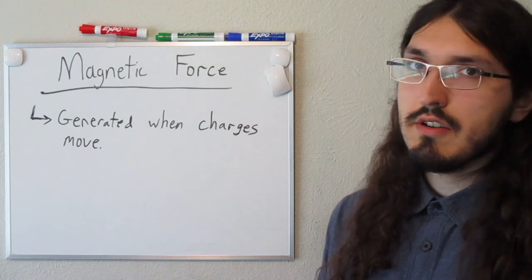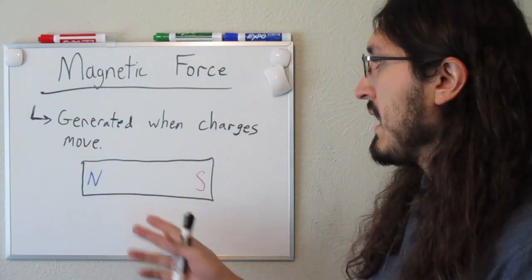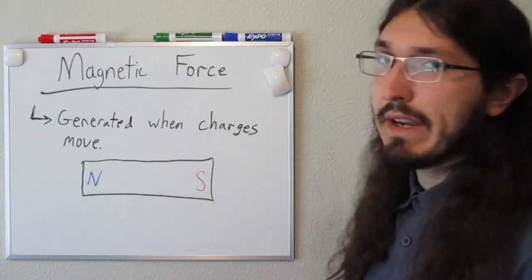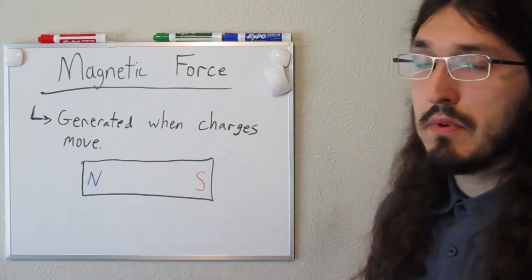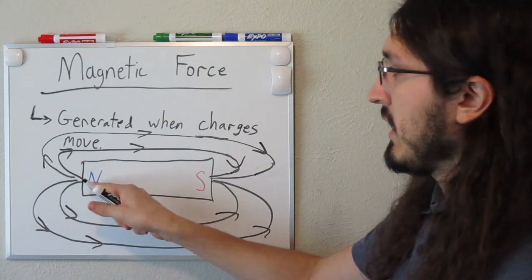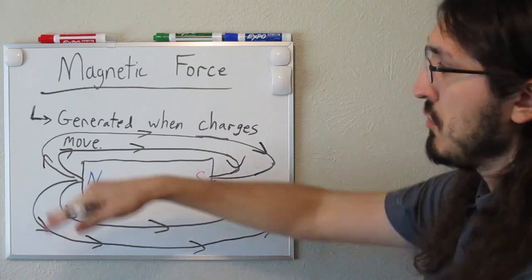I'm going to draw a picture of a magnet and demonstrate what's happening. In the case of a permanent magnet, the electrons in this magnet spin in a way to create a magnetic field which flows from the north pole of the magnet to the south pole of the magnet. Here I've drawn those magnetic field lines where they come out of the north pole and then they move towards the south pole in this loop fashion.